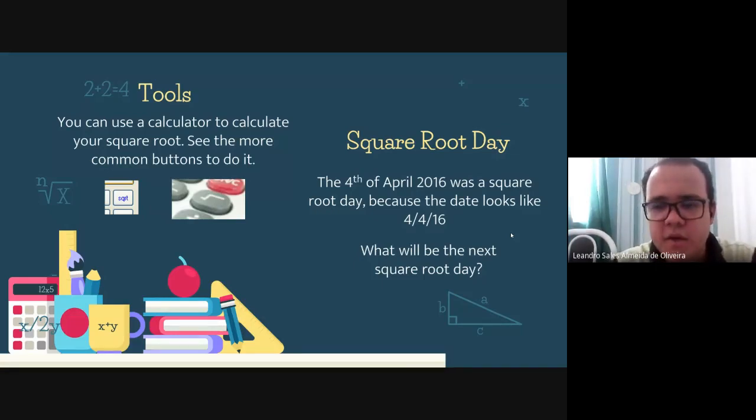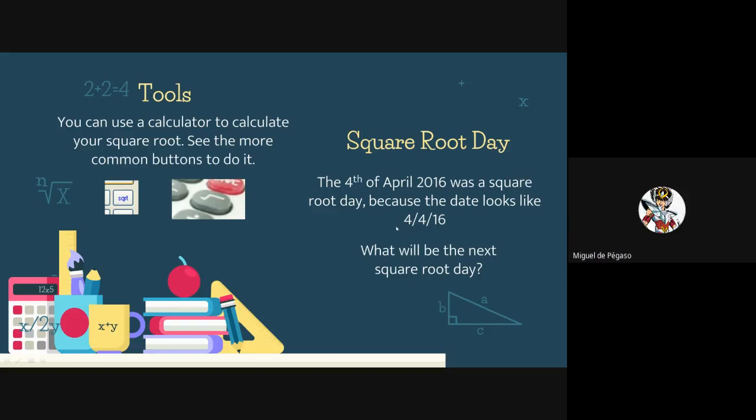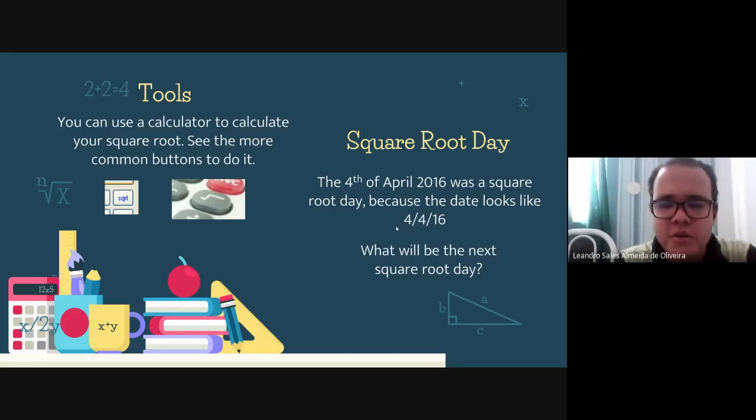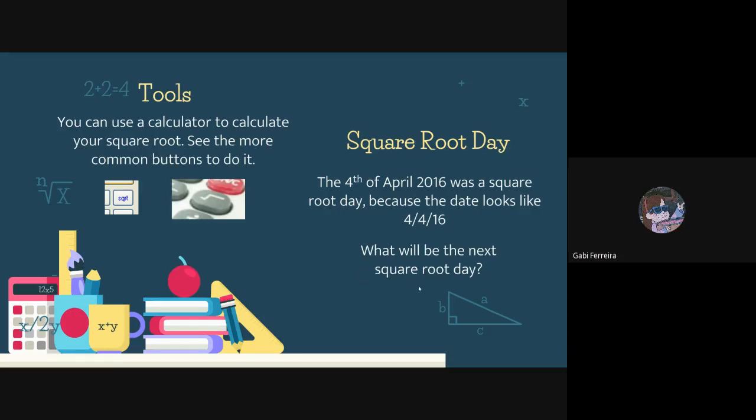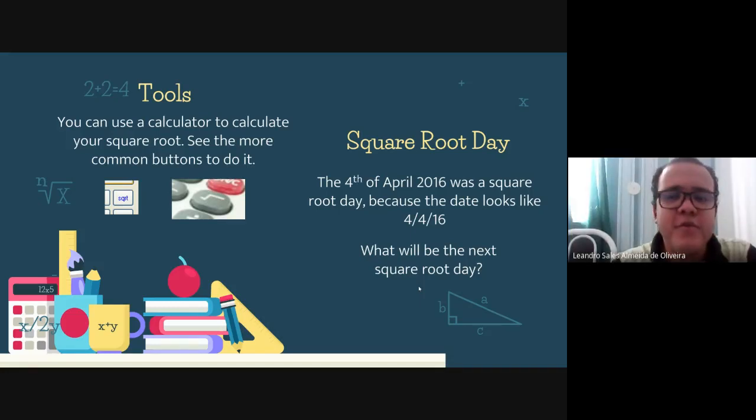The next will be... Which number comes after 4? 5. 5. So, you can speak in Portuguese? Yes, 5 de maio de 2025. Yes, correct. 5 of May, 2025. Okay, good, thank you.